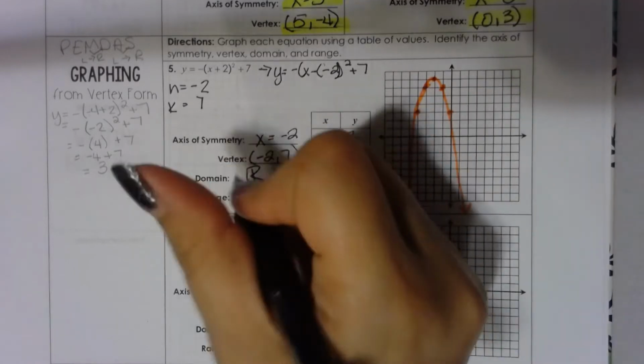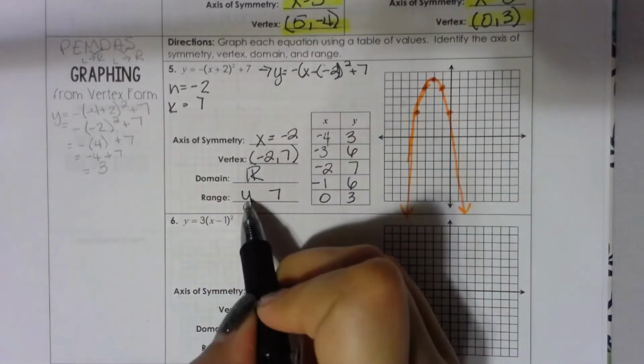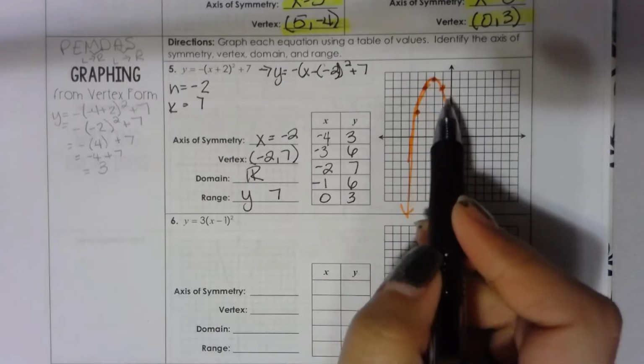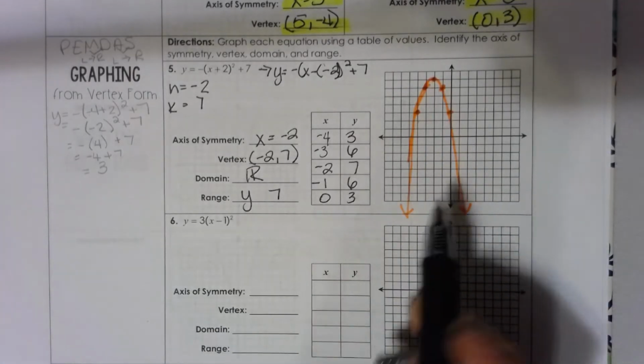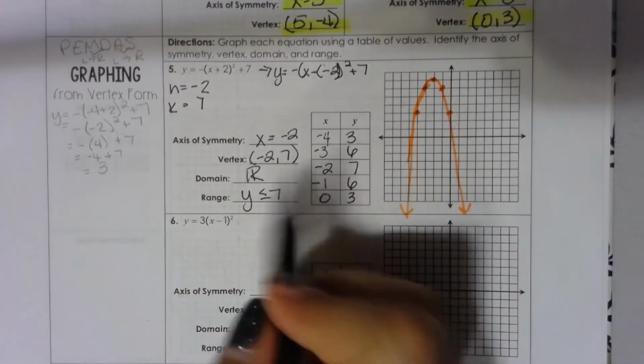So we have our y, we have our 7. The y indicates all the y values we're going to touch, and all the y values are going to be less than or equal to 7, because 7 is the greatest thing we touch.